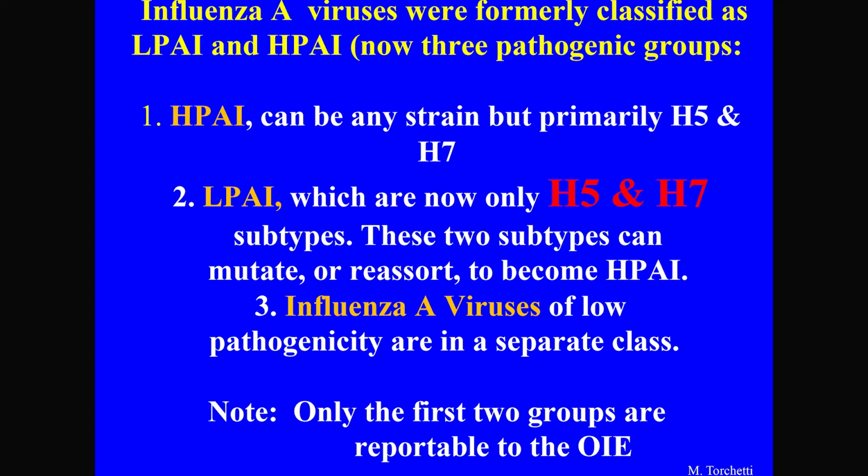Then we have avian influenza A viruses, which are low pathogenicity, and these are pretty much in a separate class. Only the first 2 groups, group 1 and group 2, are the ones that are reportable to the Office of International Epizootics, the OIE.